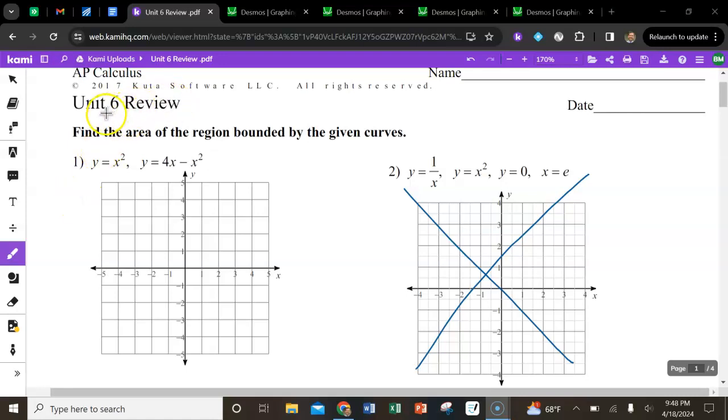I'm going to do a quick video on the Unit 6 review. I went ahead and crossed out number 2. It's a little bit beyond what I'm going to ask of you to do on the test. So start off with the area problems. We're just trying to find the area bounded by the two curves.